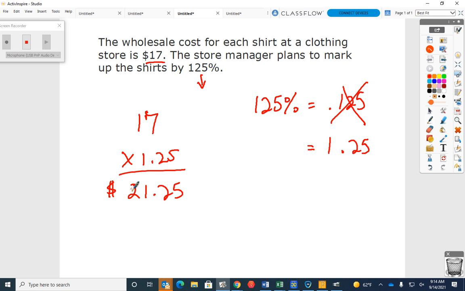No, this is just the what? The markup. So what am I going to have to do with this? Add it to the wholesale cost. So plus 17. When I put these together, what is the sale price of the shirts? $38.25. Does everybody understand what we did there? Pretty easy, right? Braden, you have a question? No. Okay. Does everybody understand how we found that? It's pretty easy, right? Okay.